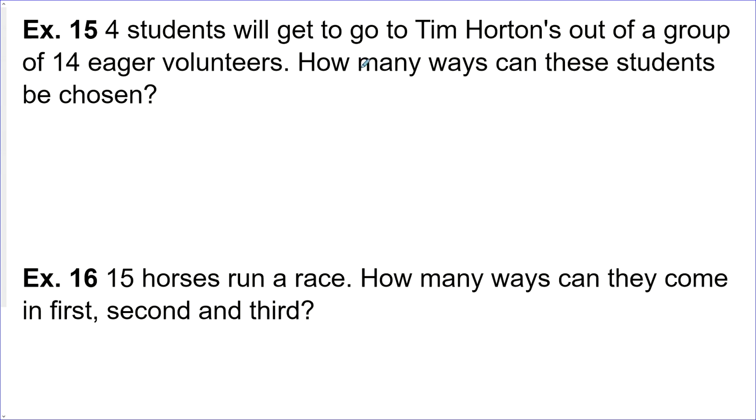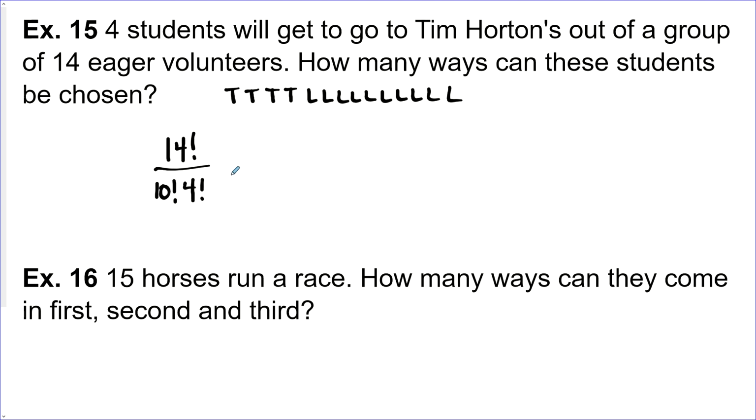4 students will get to go to Tim Hortons out of a group of 14 eager volunteers. How many ways can these students be chosen? Well, let's call the 4 students here, we could call them T for Tim Hortons, so 1, 2, 3, 4. And then the other 10 students, we'll call them L for losers, because they didn't get to go. So 1, 2, 3, 4, 5, 6, 7, 8, 9, 10. How many ways to rearrange these letters? So we've got 14 factorial, we've got 10 L's, and 4 T's. And if we wanted the number, it's 1001.